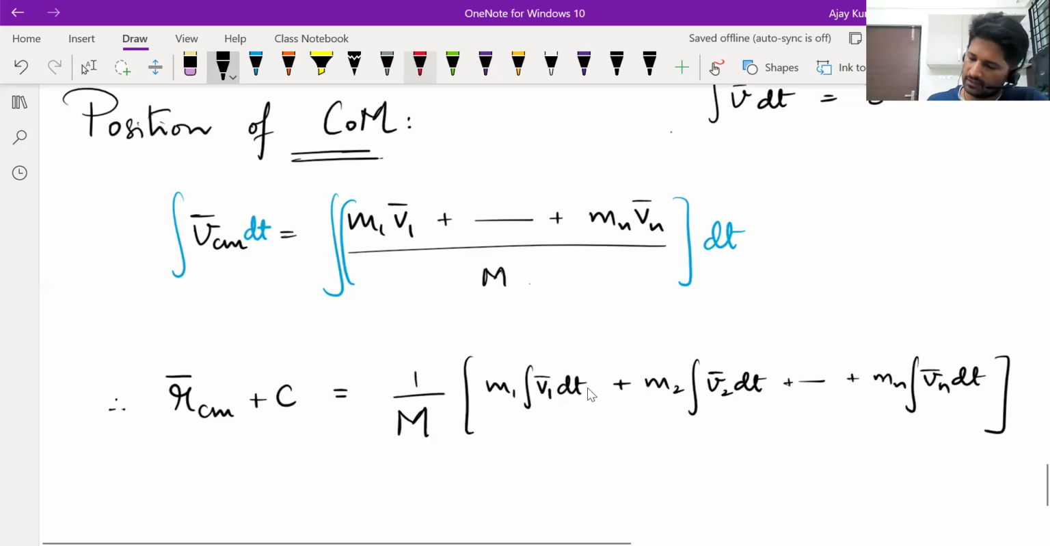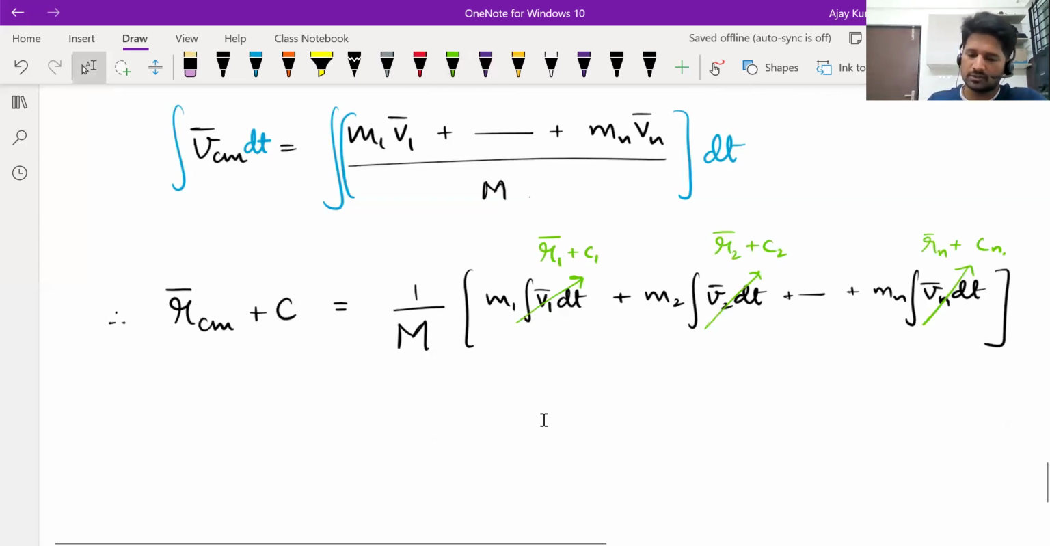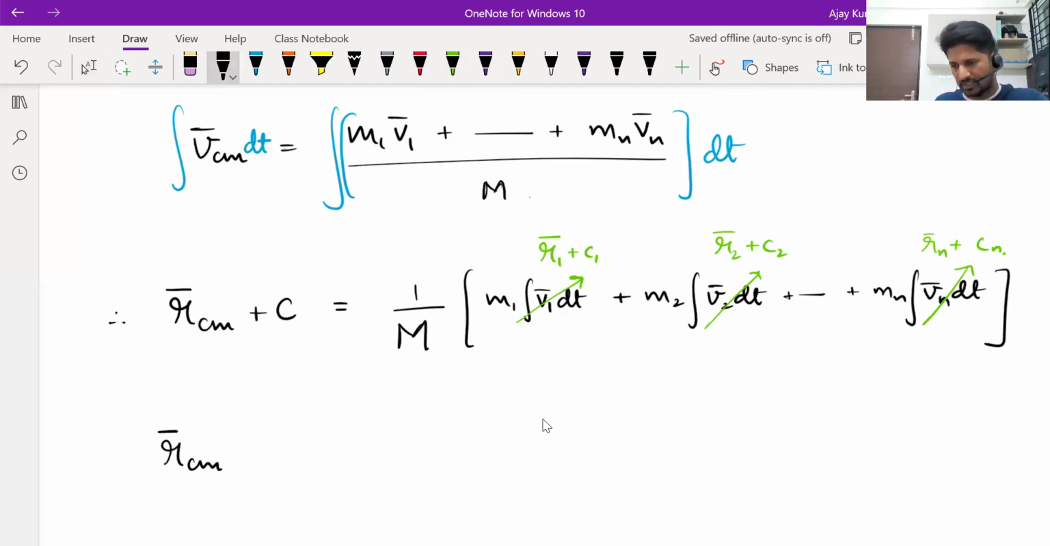And integral v dt is the displacement of that first particle, so the position of the first particle plus some constant. Similarly, integral v2 dt is the position of the second particle plus some constant, and so on up to the position of the nth particle plus constant. Assume all constants to be zeros. This will lead us to the position of center of mass. Center of mass is that point for which these constants are zeros. You can identify other points also with some non-zero constants, but never mind, you don't have to bother about them.